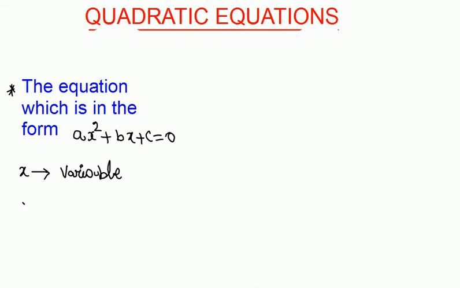Here a, b, c, these three are called coefficients. Here the value a is not equal to 0, and these a, b, c values are taken from the complex number set.